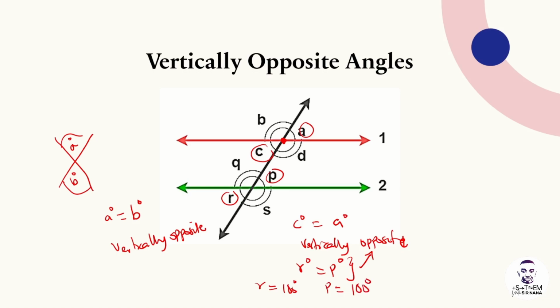That's what it implies. So we can also say that X and Q are vertically opposite. Try and identify another two angles that are vertically opposite. I believe that you've seen that it is B and D, right? So B and D are vertically opposite. So we can say that B is equal to D, right? And that is because they are vertically opposite angles.